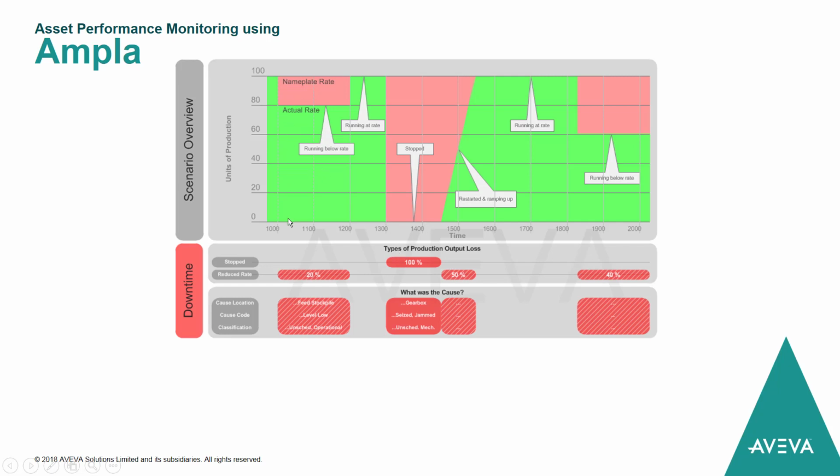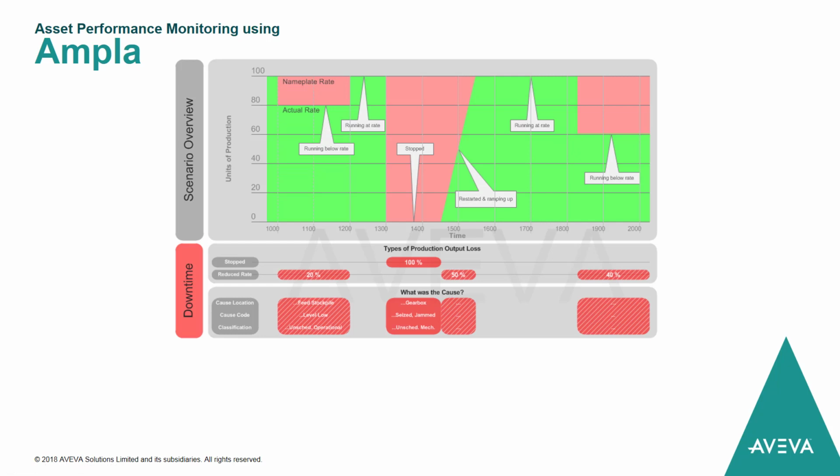But here we have, say, a 20% loss for this period here. We also have a significant loss while the asset is ramping up to rate during this period. So it's not actually stopped, it's in a running state, but it has a variable rate of loss there that's captured. And then toward the end here of the scenario, we also have another significant rate loss.